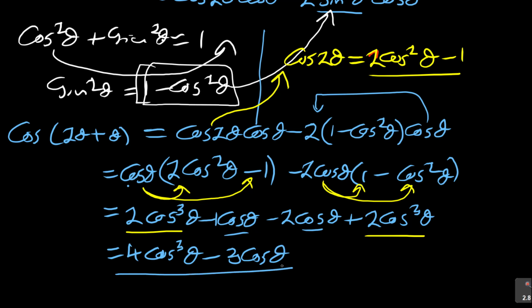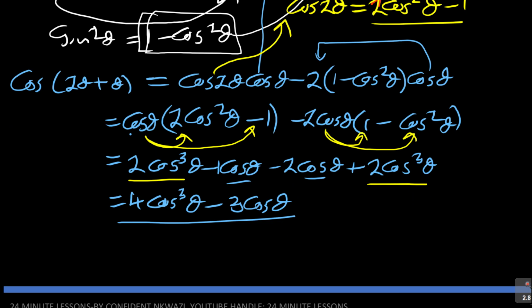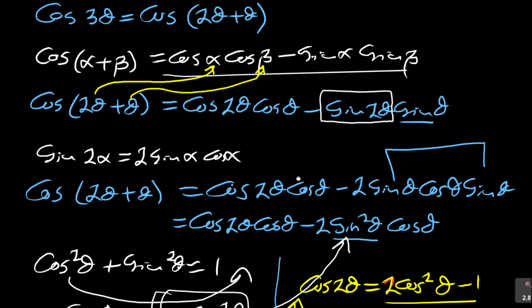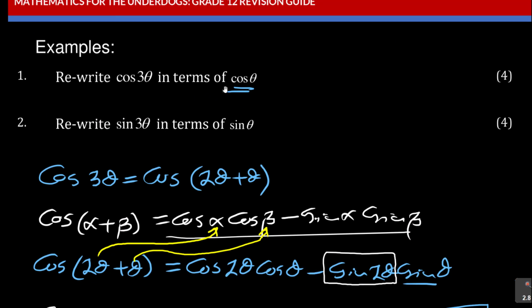Look, everything is in terms of cos theta, everything. You're going to argue and say, but what about cos cubed? Remember, cos cubed theta is just the cube of cos theta, it is simply cos theta three times. So we have expressed everything. It's long, as you can see. It looks a simple thing, but it's long.